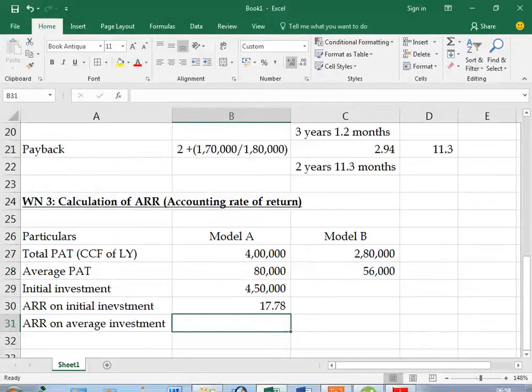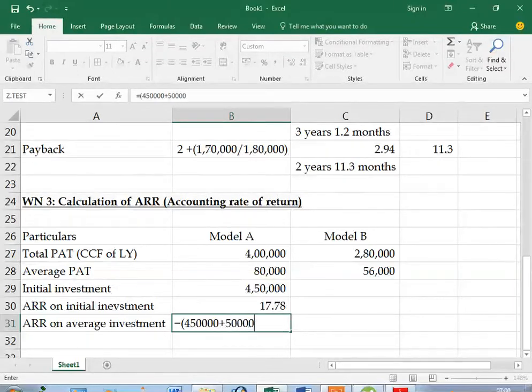So they say you can also take average investment for calculation, and for simplicity, average investment is, what was the initial investment? 4,50,000. Opening investment plus closing investment by 2. Opening is 4,50,000. Closing is salvage value. If there is no salvage value, closing is 0. Is there any salvage value in this question? So opening 4,50,000, closing 50,000, divided by 2. This is my average investment.